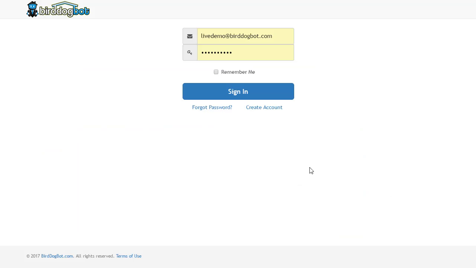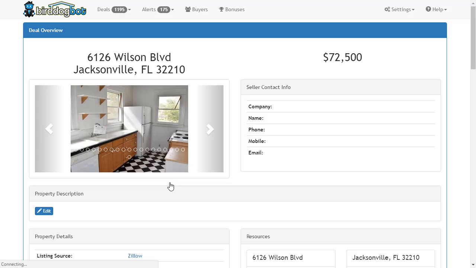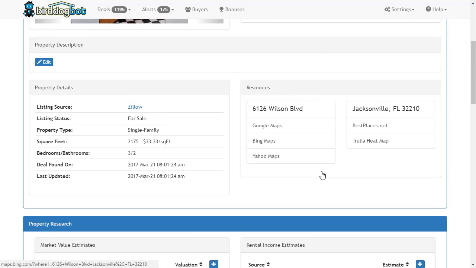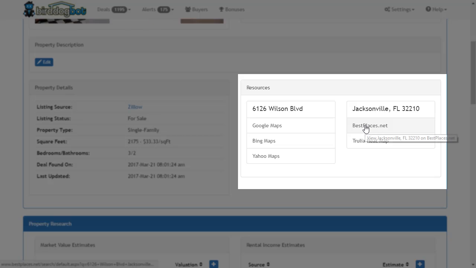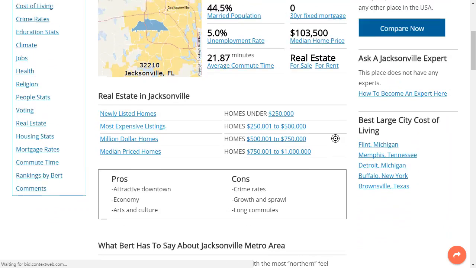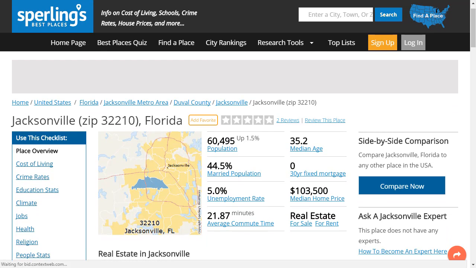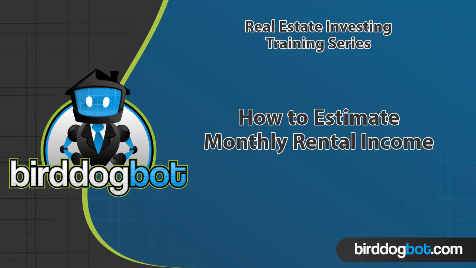Now, when you're in BirdDogBot and you want to do this type of research for that market, all you need to do is go to your My Deals list and click on one of the properties. Then on the property's pro forma page, scroll down to the resources section and click on the bestplaces.net link. And it will take you right to the page on bestplaces.net for that particular zip code so that you can begin doing your research. So that's a nice little feature to save you having to manually go to bestplaces.net and dig for that area. You can just jump straight there and begin doing your due diligence on that area. And that is how we quickly evaluate a market using one of my favorite websites, bestplaces.net.